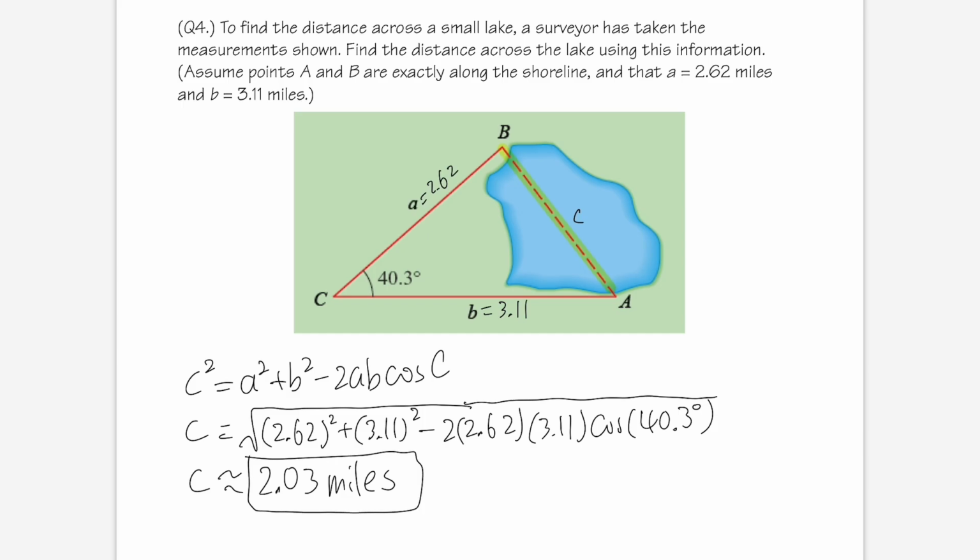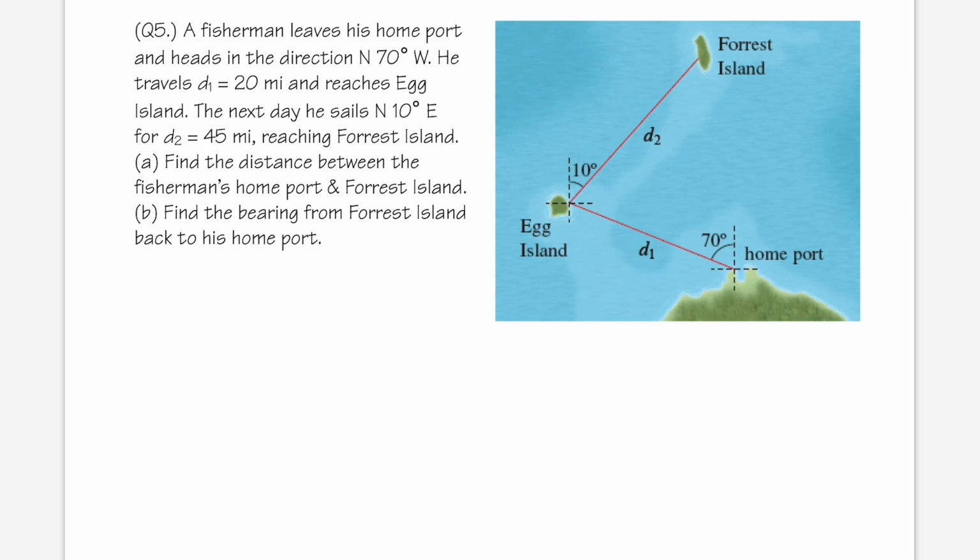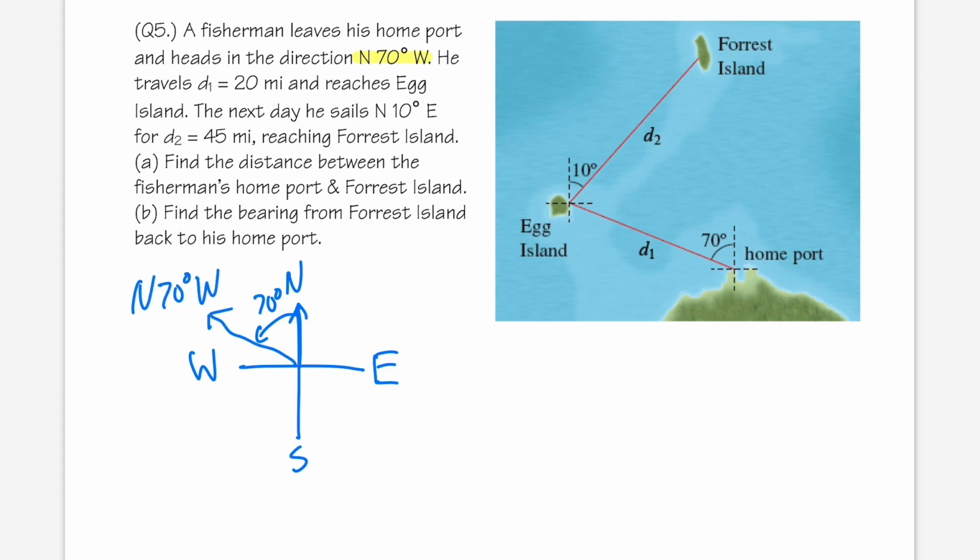We are done. All right, for number 5, we are going to start at the fisherman's home port. And it says that we are heading in the north 70 degrees west direction. And that's the bearing notation, and let me review this with you guys real quick. So we have the north up here, south down here, and then west here, and then east here. North 70 west means that we start from the north direction, and then we turn to the left because it says west, 70 degrees right here. So this right here is the north 70 degrees west direction.